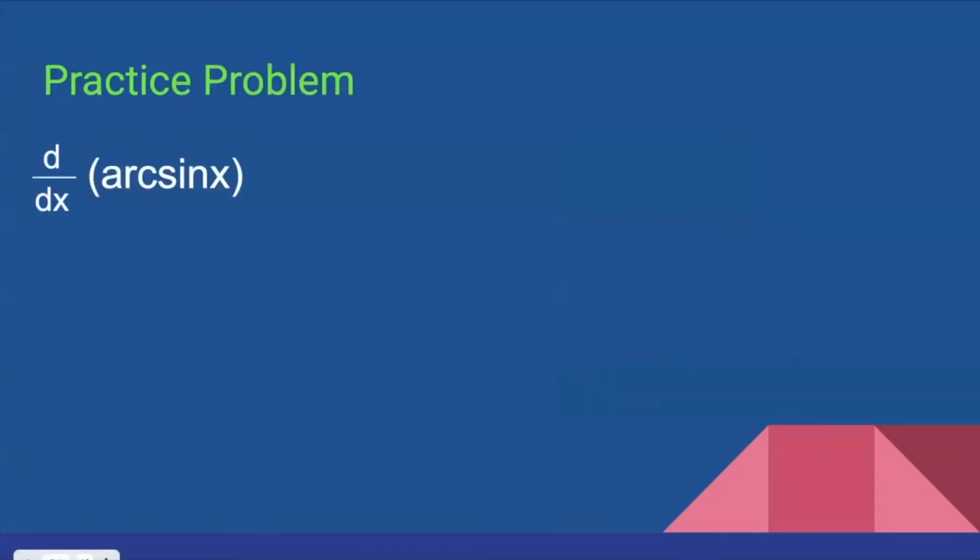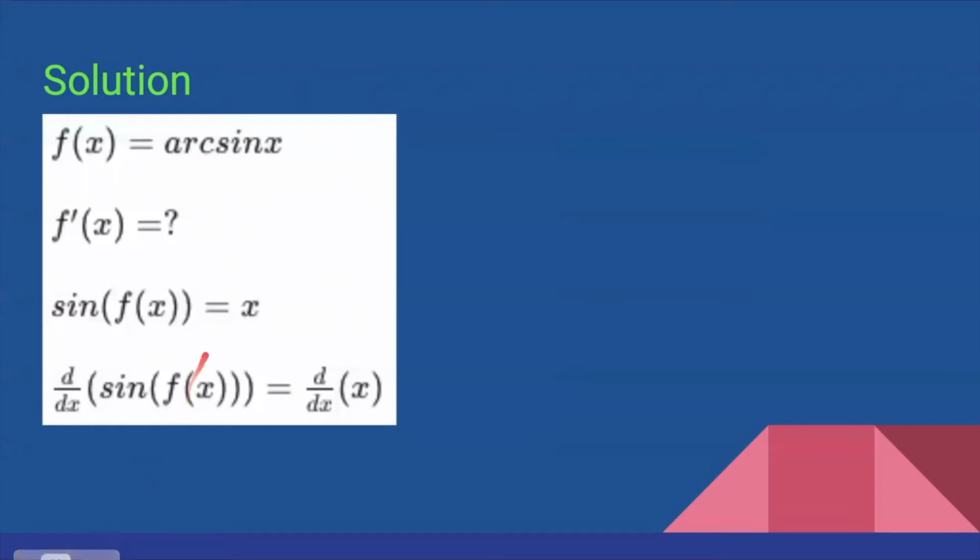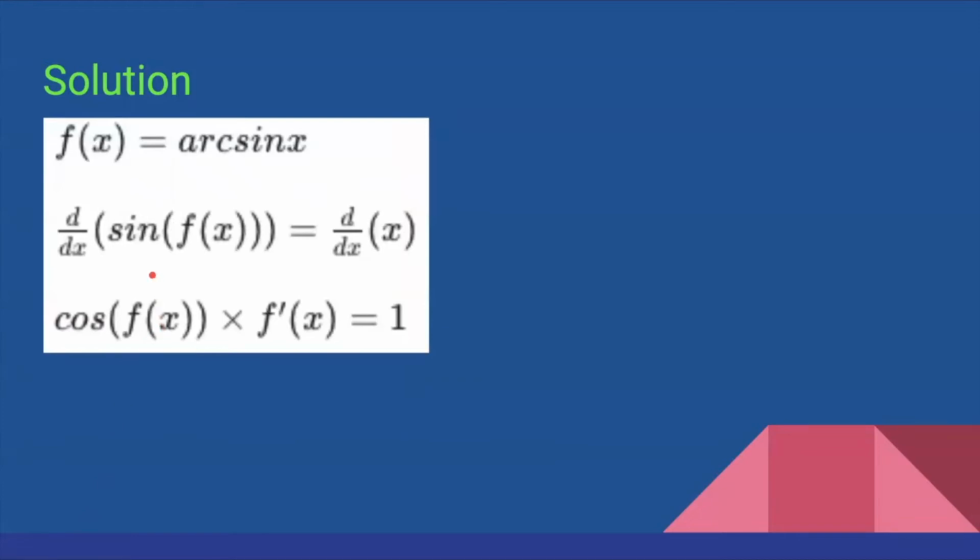All right, so now if you want, pause the video and try this problem by yourself. All right, so the answer is, we first take sine on both sides in order to get rid of the arc sine on the right, and then differentiate both sides of the equation. Okay, so use the chain rule on the left side. So the inside function is f of x, the outside function is sine of x. The derivative of sine of x is cosine of x, and you replace the x with f of x. All right, and then times f prime of x. And on the right side, the derivative of x is just 1.